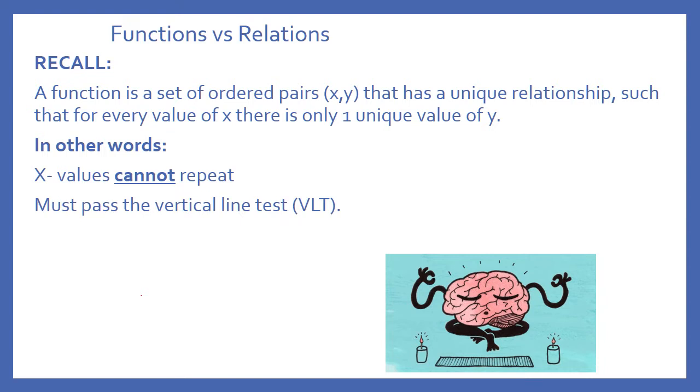So if you hold up a straight edge, a ruler, let's say, perfectly vertical, if it doesn't touch that pencil or ruler twice, then it passes the vertical line test. It's a function. If it touches it more than once, it is not a function. We're going to do a bunch of examples.